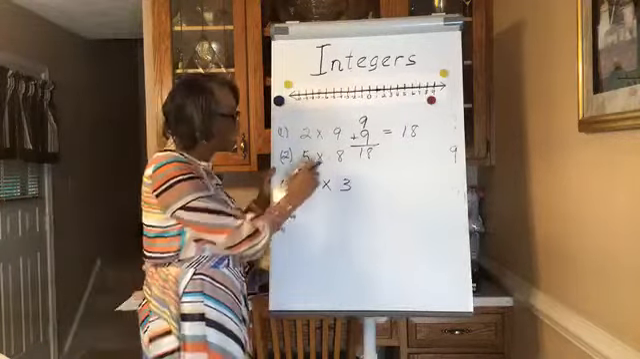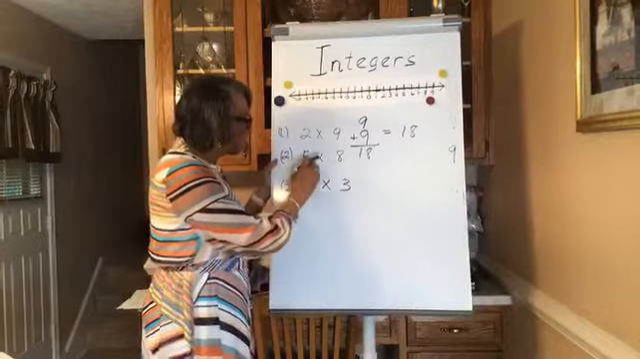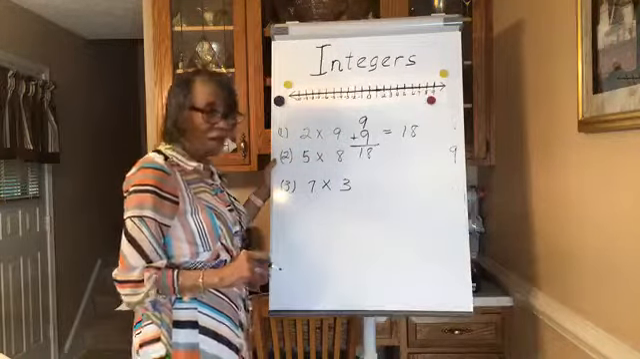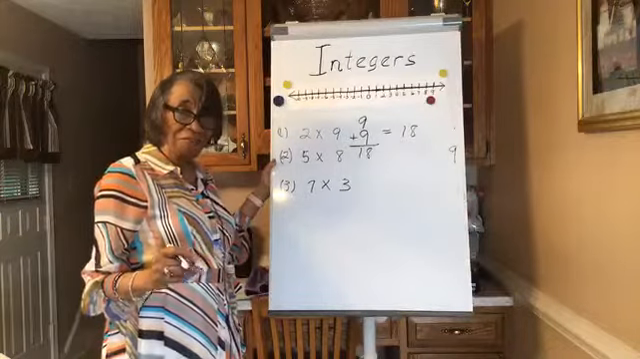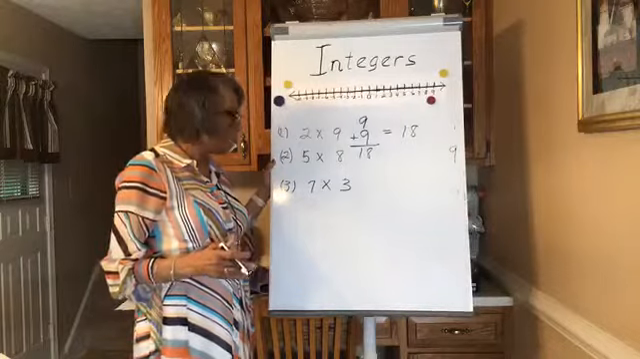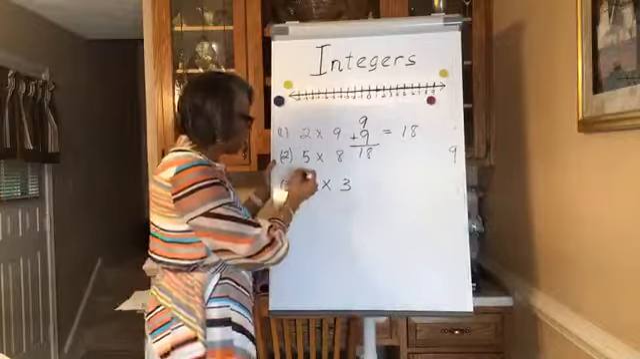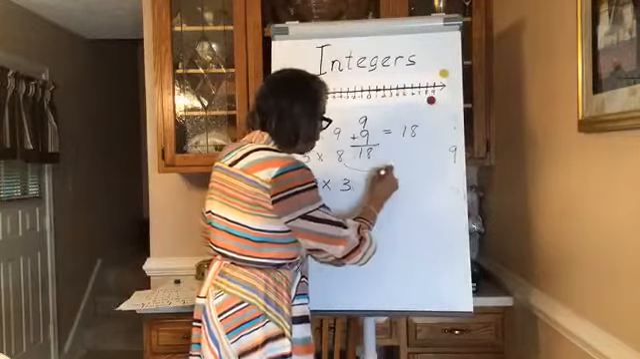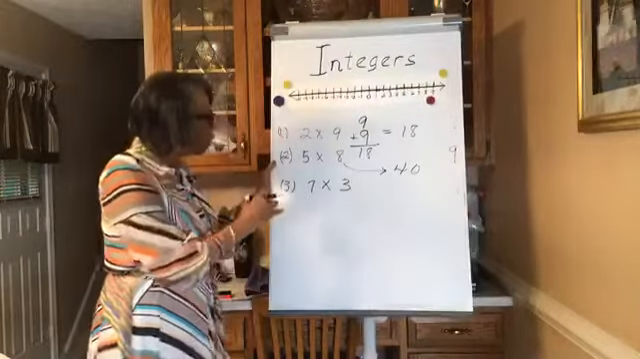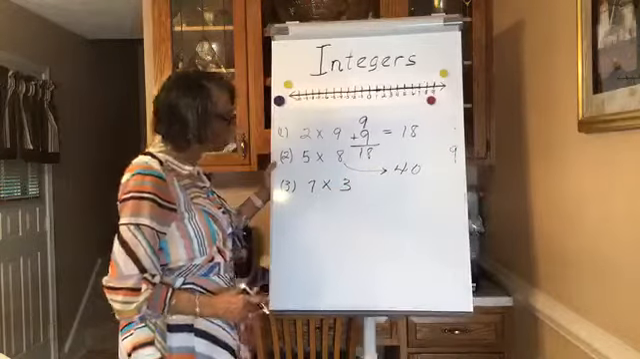All right, 5 times 8. 5 times 8 could be 5 eighths or 8 fives. And of course, most of us count by fives better than eight, so most of us would do 8 fives. And we know that 8 fives is 40. So that's positive 40. So a positive 5 times a positive 8 is positive 40.